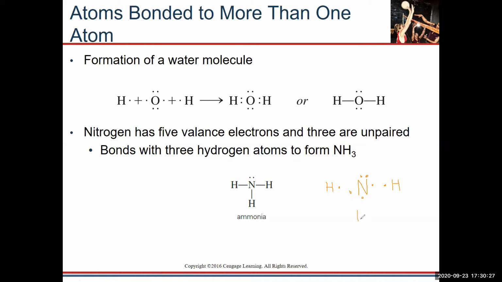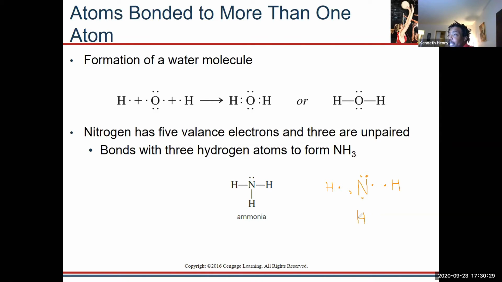Now it wants to be like helium, which has 2, and helium is stable. So what it's going to do is form bonds. They're going to form a bond between that electron of hydrogen and that electron of nitrogen. These guys are going to form a bond. These guys are going to form a bond.